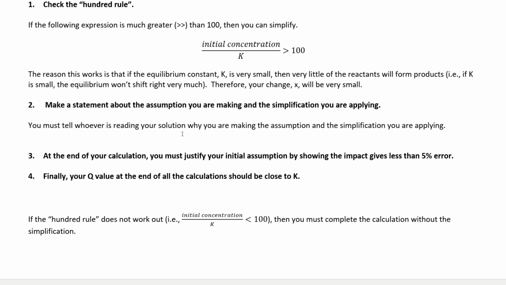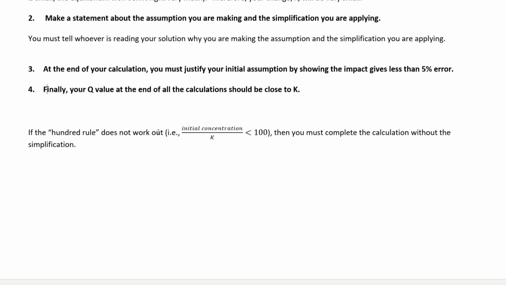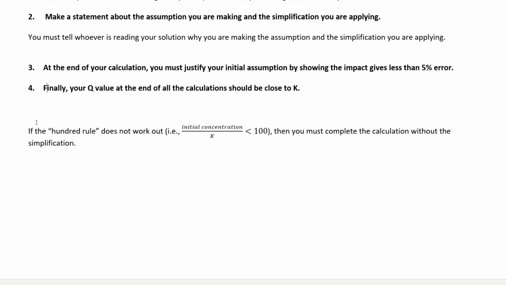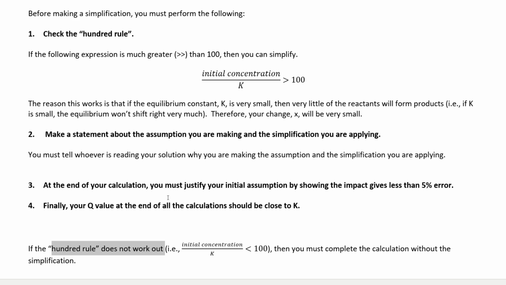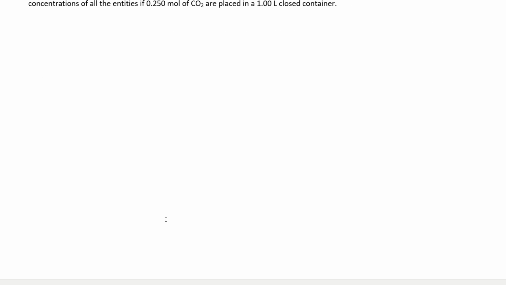We have to make a statement about the assumption that we're making and the simplification we are applying. And then at the end, we have to justify our assumption by showing that it gives less than a 5% error or 5% difference. And finally, your Q value at the end of all the calculations should be close to K. If the 100 rule doesn't work out, we cannot perform the simplification. So again, these steps might seem a little complex right now, so let's go straight into a calculation to see how we will apply these steps.